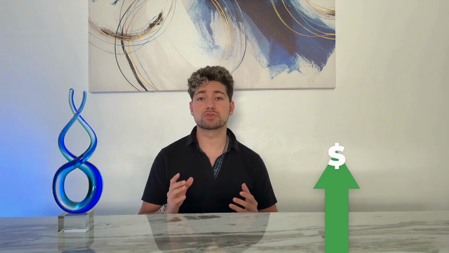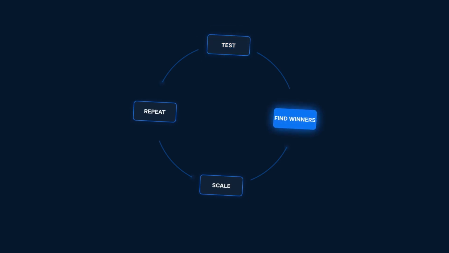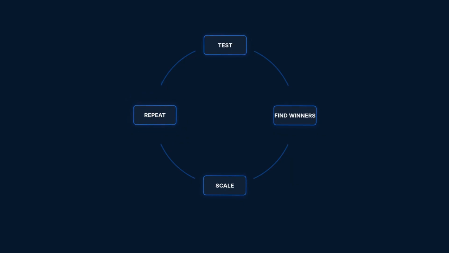Once you find a winning ad, scaling becomes easy. You slowly increase the budget and continue testing new creatives. This creates a cycle. Test, find winners, scale, repeat. And this is exactly how businesses grow profitable campaigns.